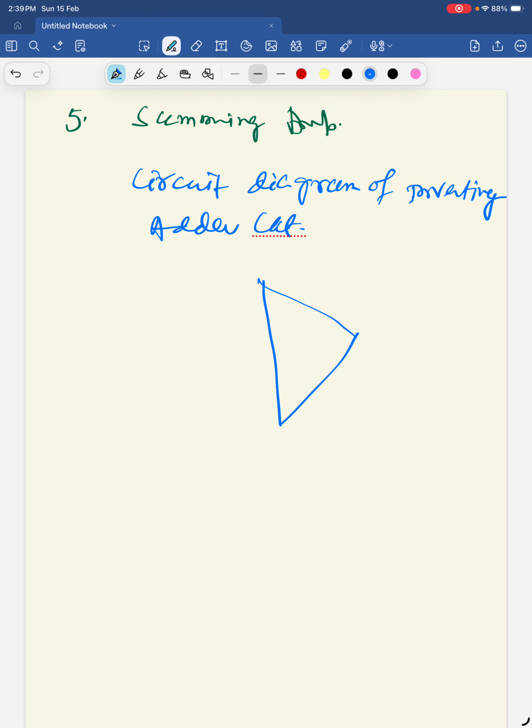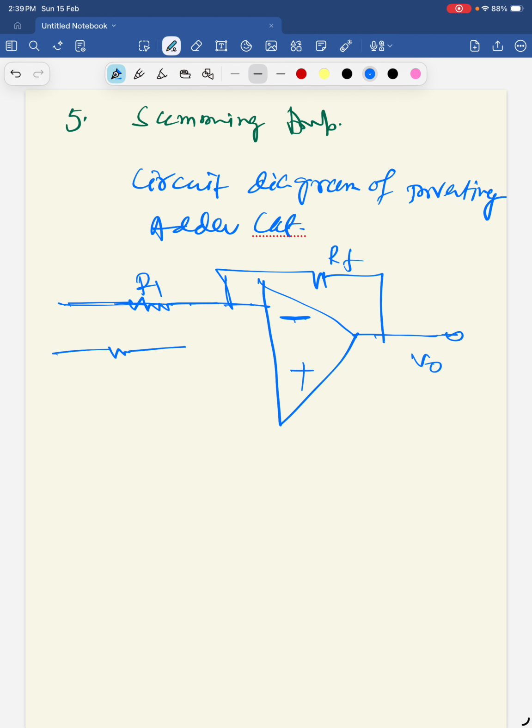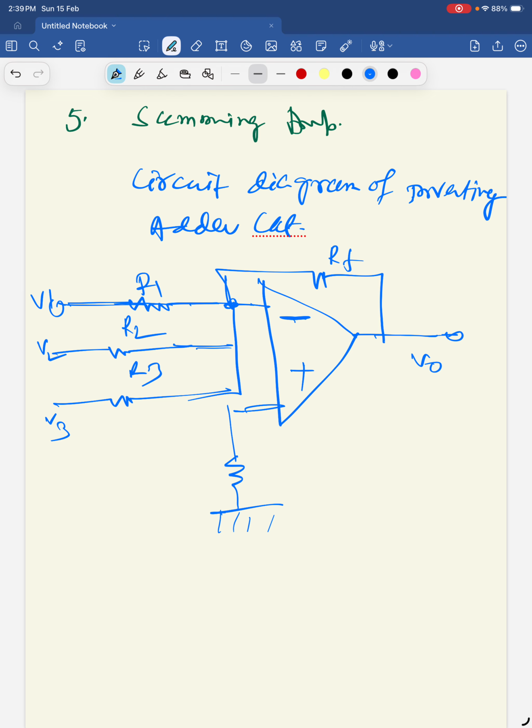Always this circuit is fixed. Minus, this is plus, this resistance, this is fixed. This is V0, this is RF, this is R1. Now the adder, so we have to use multiple resistances. So all together, this is connected. This is V1, V2, this is V3, R2, R3, and this non-inverting terminal is grounded. With resistor or directly we can ground.